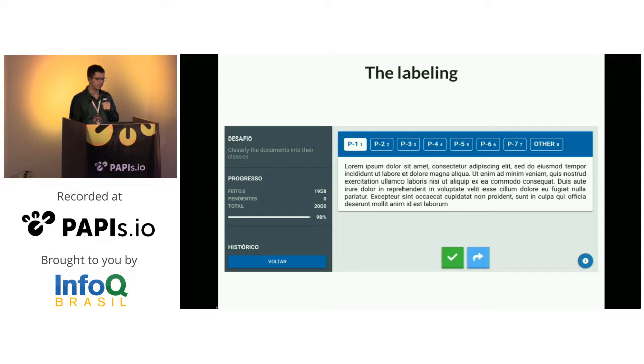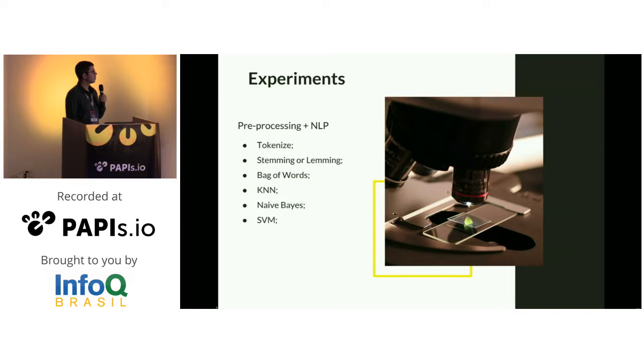Having our labeled dataset, we then commenced doing some experiments. For that, we tokenized our data and applied some text normalization techniques, such as stemming and lemmatization, to get to the radical of the words, and applied a bag of words representation. We applied this and it worked, so we went with the simple solution. The bag of words was working fine, so we did not go to word2vec or other more robust, more costly techniques. Then we used KNN to analyze our data, Naive Bayes and SVMs to classify it and see if it was linearly separable, and what the data told us.